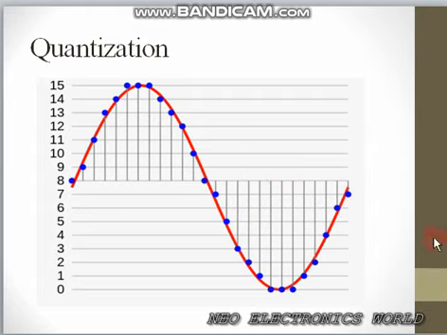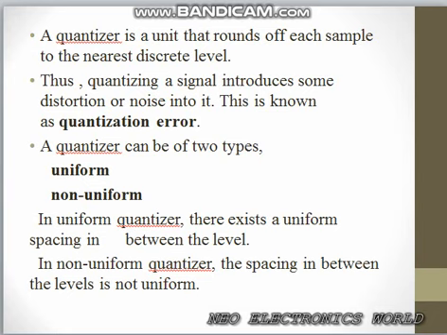Then a quantizer is a unit that rounds off each sample to the nearest discrete level. Thus, quantizing a signal introduces some distortion or noise into it. This is known as quantization error. And there are two types of quantizers: one is uniform and the other is non-uniform.